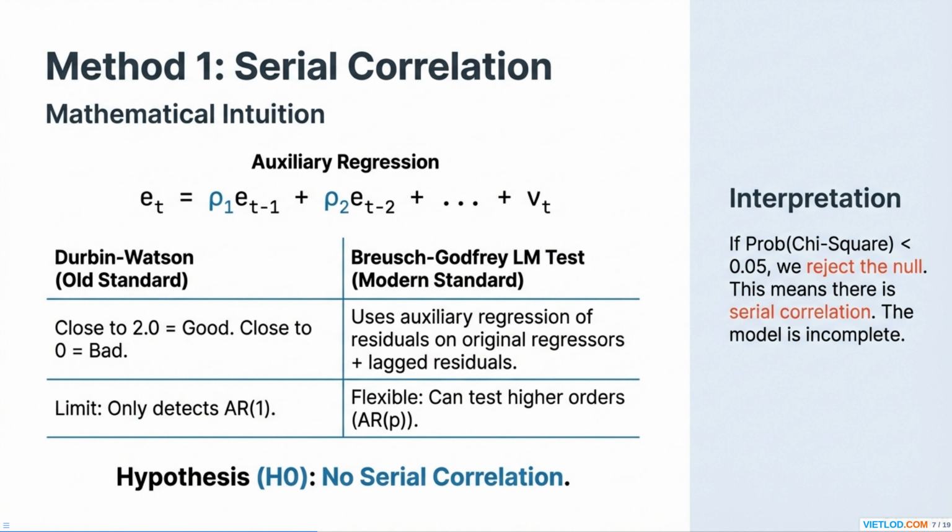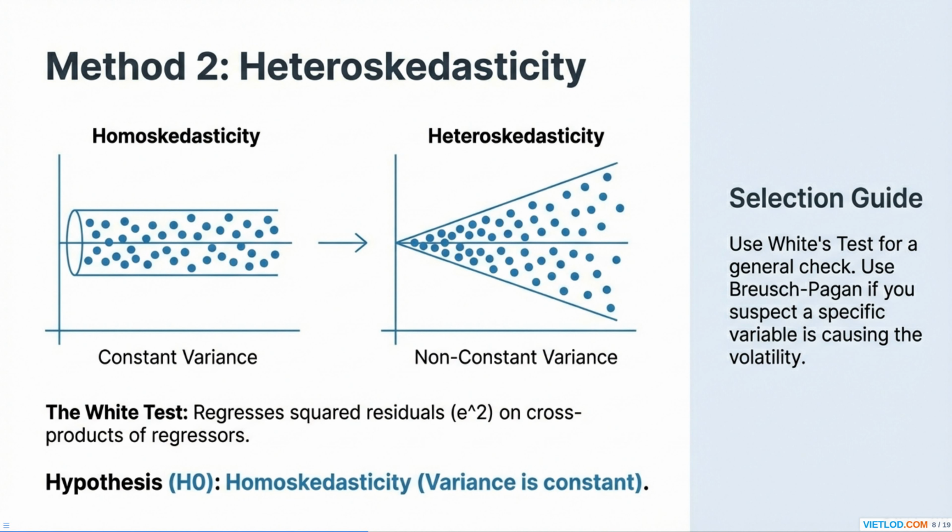The null hypothesis, or H0, for this test is that there is no serial correlation, meaning the coefficients on the lagged residuals, like rho 1, are all 0. To interpret the result, if the p-value associated with the chi-square statistic is less than 0.05, we reject the null hypothesis. This signifies that serial correlation is present, and our model is incomplete, rendering standard OLS inference unreliable. While Durbin-Watson was an older standard detecting only first-order correlation, Breusch-Godfrey offers flexibility for higher orders.